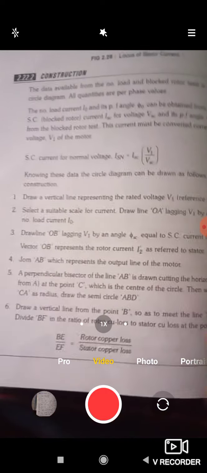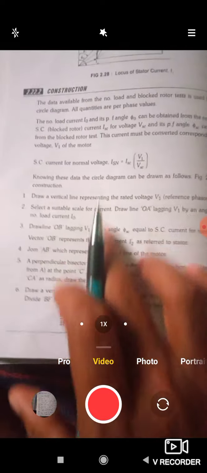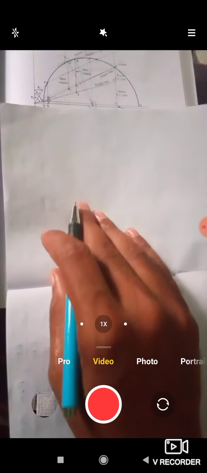So from this data we have to follow these steps to draw the circle diagram. Okay, so I will draw a model circle diagram. Actually this circle diagram needs to be drawn on a graph sheet. You have to draw the circle diagram on a graph sheet, but I am explaining the same thing here on white paper.